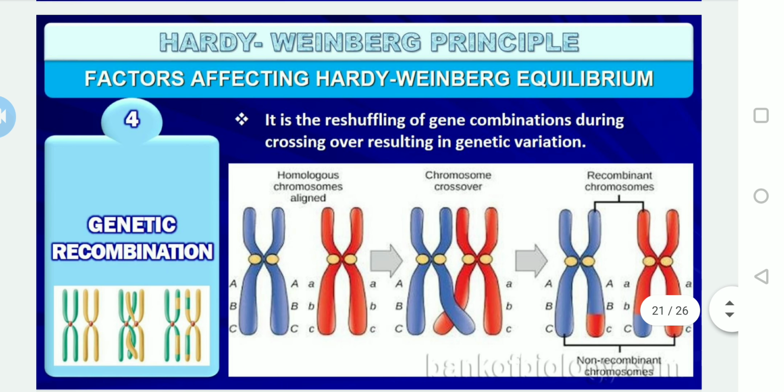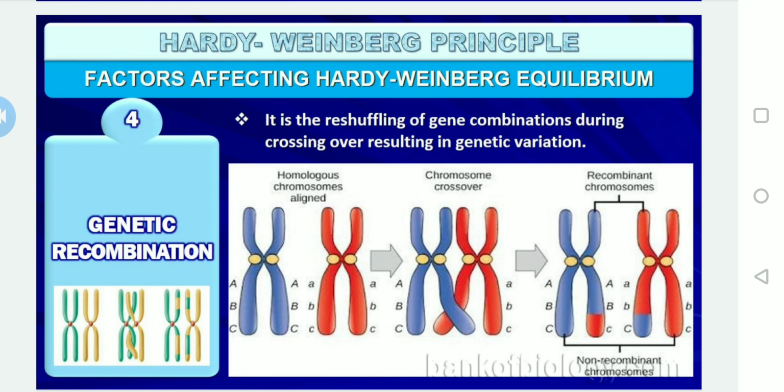The next one is very important. The factor which affects the Hardy-Weinberg equilibrium is genetic recombination. Here is the example. Directly we can say it is a reshuffling of gene combinations during crossover, resulting in genetic variation. But how exactly does it happen?